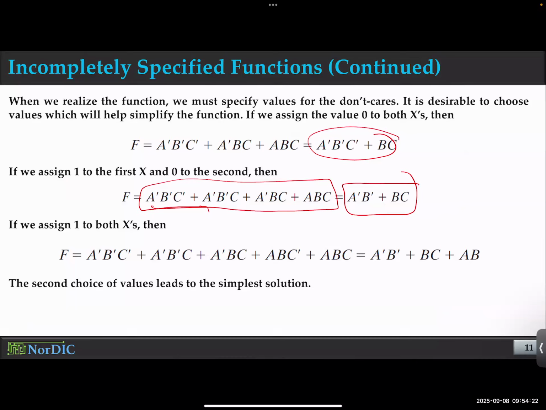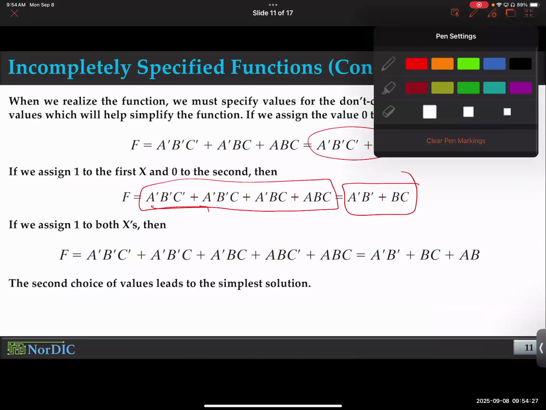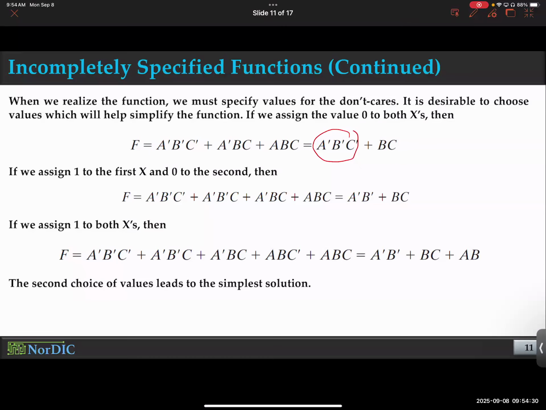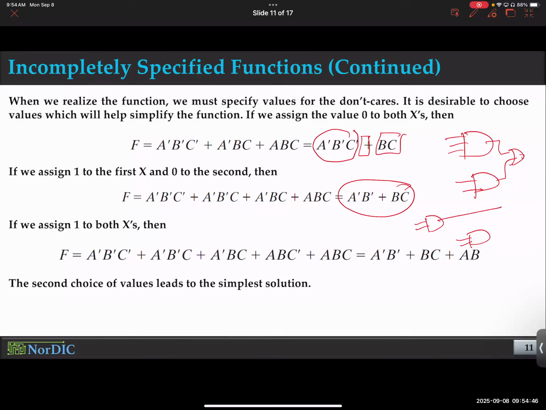Why do you think so? Because, okay, to represent that, you need a 3-input AND gate. And for this one, you need another AND gate, but a 2-input AND gate. And to represent this, you need an OR gate. And for this one, you need a 2-input AND gate. For BC, you also need a 2-input AND gate. And to combine them, you need another OR gate. But notice, instead of a 3-input AND gate, you have a 2-input AND gate, which is honestly significantly smaller in area.